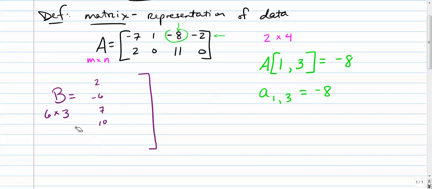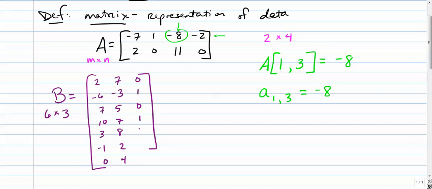Make it a little bigger. Here's our second column. Here's our third column. Make this all 0s and 1s for no particular reason, and that is an example of a 6 by 3. 6 rows, 3 columns.